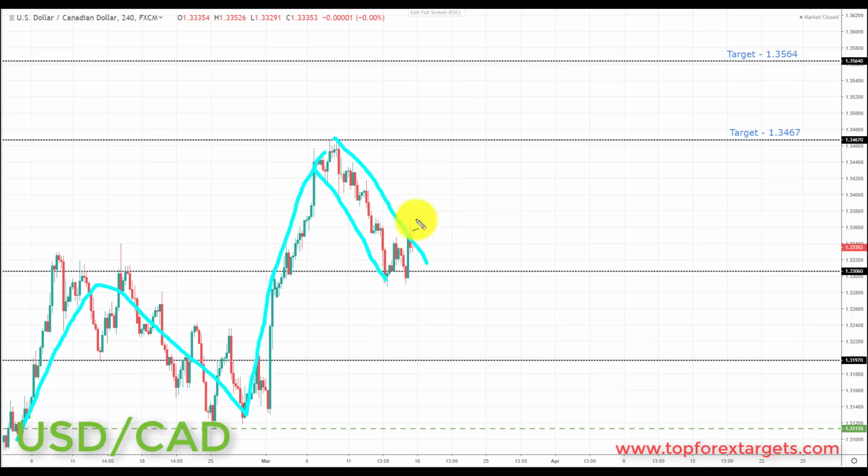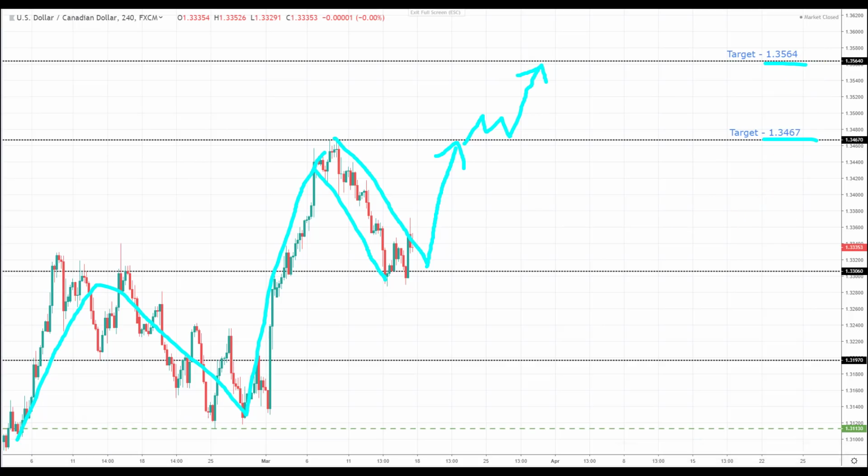And if we can get the right kind of bullish setups, bullish formations and patterns forming in this area, tradable setups, we're going to be looking at initiating longs up towards the next key area of resistance to the upside and the target set at the 1.3467. And if we can get a break through here, we're going to be looking up towards the next key area of resistance to the upside and target 2 at the 1.3564.